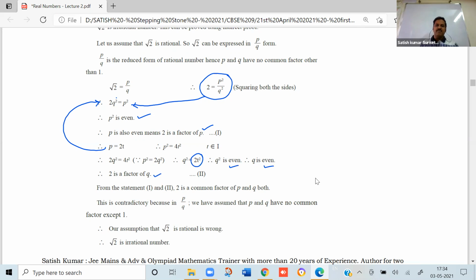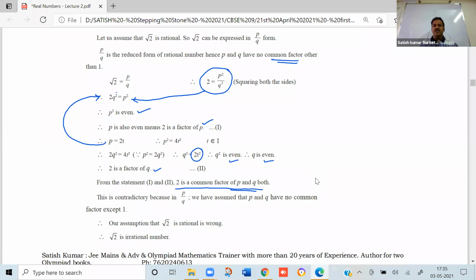Now previously we assumed that p and q have no common factor. But finally we got a conclusion that 2 is a factor of p and q. 2 is a common factor for p and q, which is a contradiction to our assumption. That means what we have assumed is wrong. We assumed that root 2 is a rational number of the form p by q, which is wrong. That means root 2 is not rational, so the name given is irrational number. So this is a mathematical explanation.